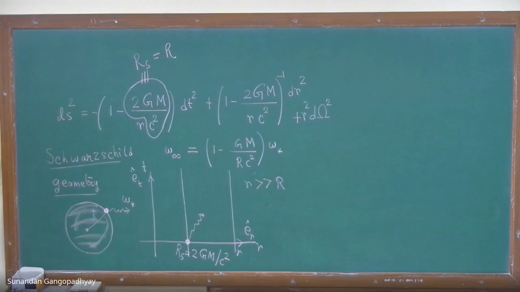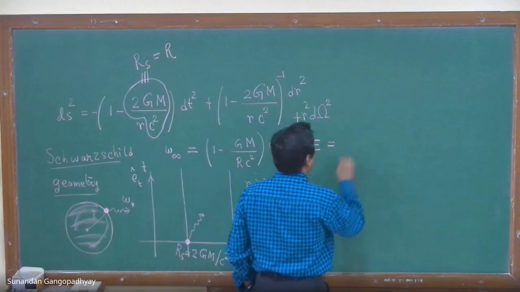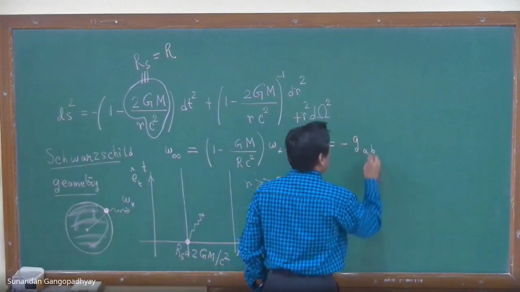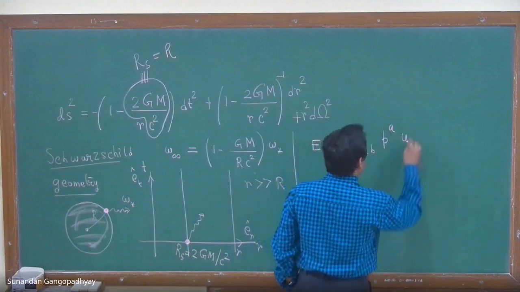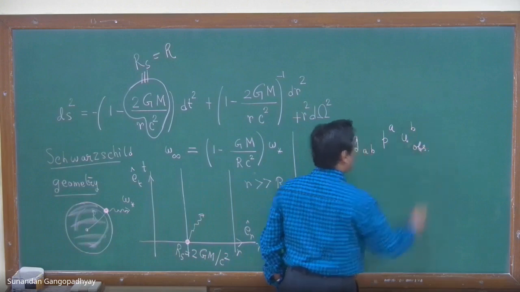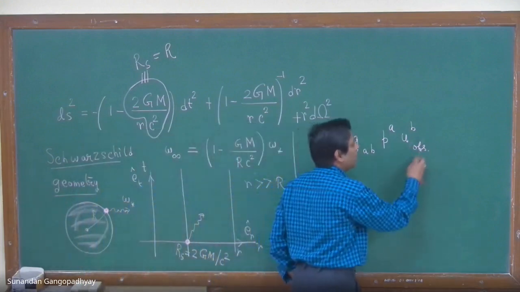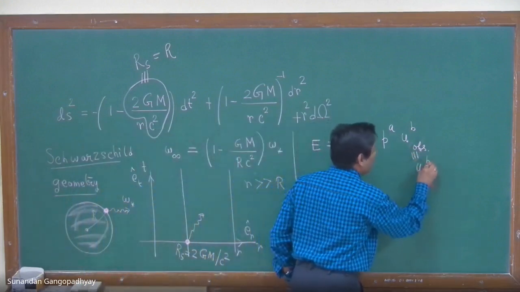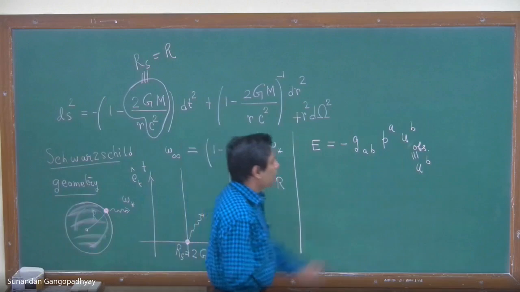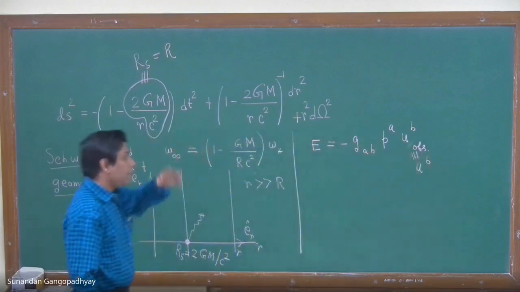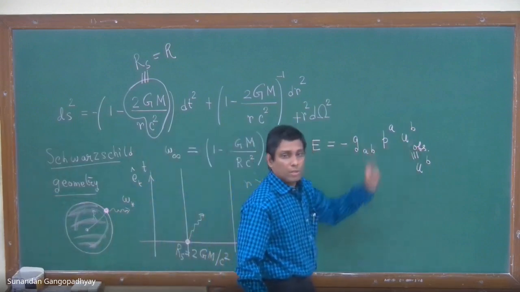Let us see. I mentioned to you that the energy in general relativity, G A B, and these are all stationary observers. For convenience, I will call this UB. Okay, this is my notation, UB, the four velocity of the observer. So in order to measure the energy of the particle, you need not only the four momentum of the particle whose energy you are measuring, but also the four velocity of the observer.